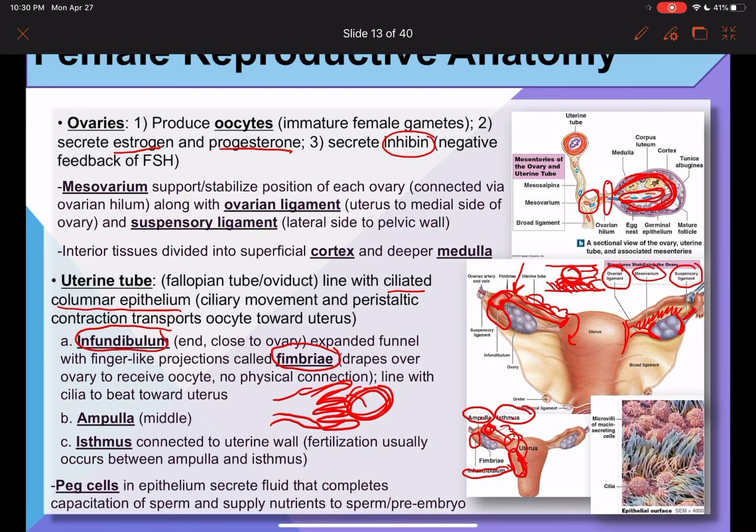Okay, and within the uterine tube, there are epithelial cells. Within the epithelium, there are cells called PEG cells, and they actually secrete a fluid that will complete capacitation of sperm and also supply nutrients to the sperm and the preembryo, because technically what's moving around within the oviduct is either sperm or the egg that has been fertilized by a sperm, the preembryo. Okay, and all of those also need nutrients. So that is why those PEG cells are providing any necessary nutrients to those things in the oviduct. Okay.